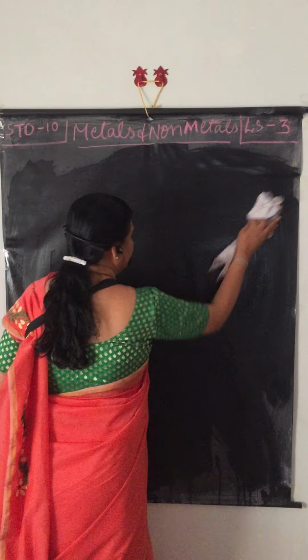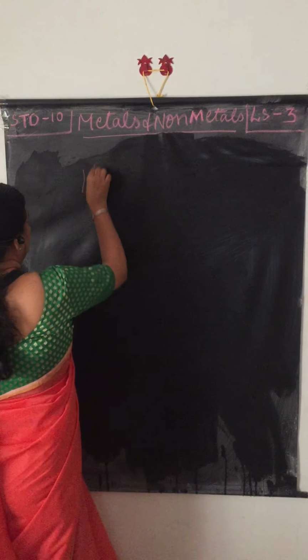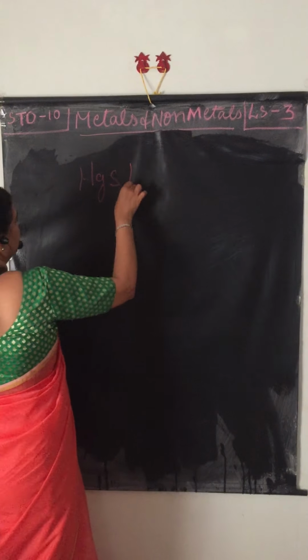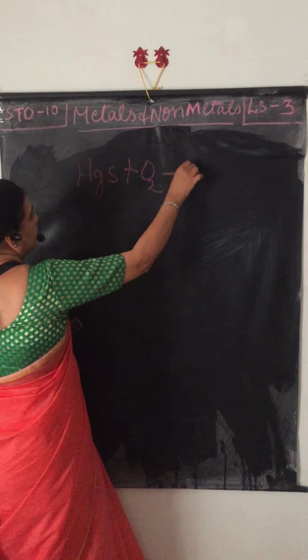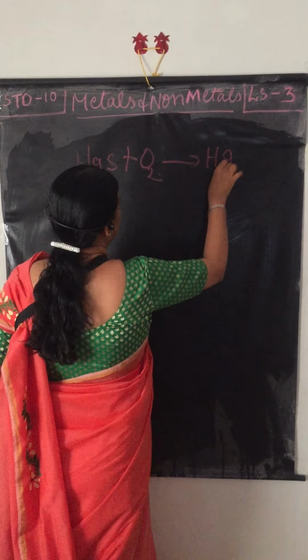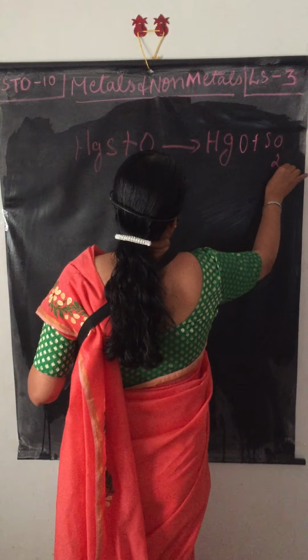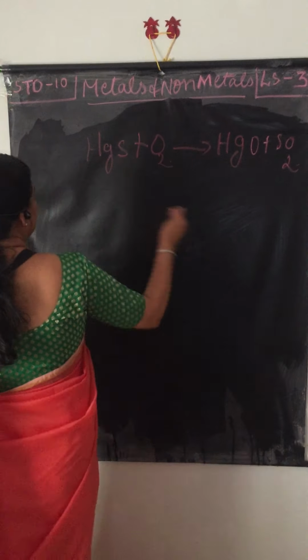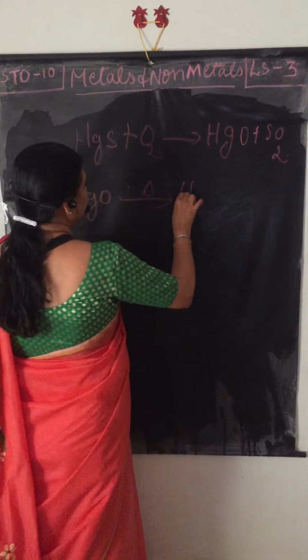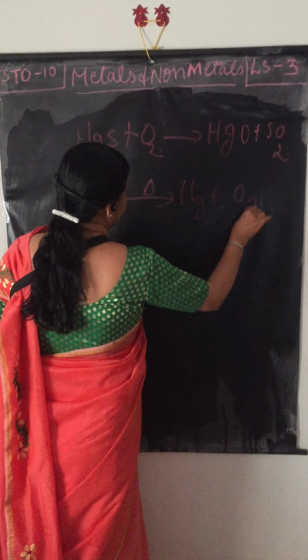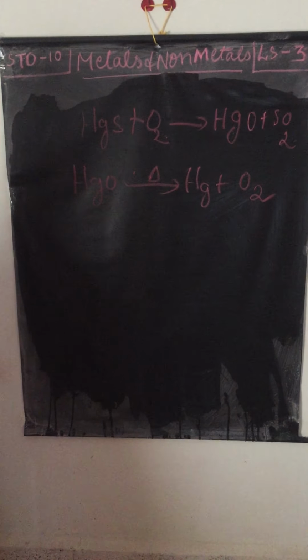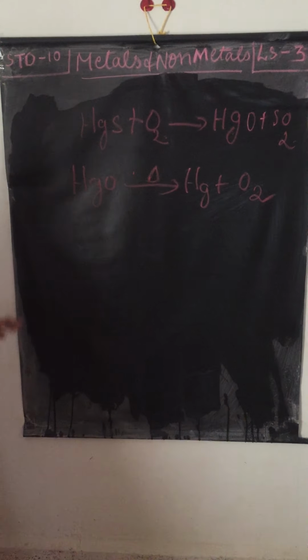First we will take the example of mercuric sulfide. Mercuric sulfide, HgS, on roasting gives mercuric oxide and sulfur dioxide. This mercuric oxide, on further heating, gives mercury and oxygen. So this is the first method for the low reactivity series.